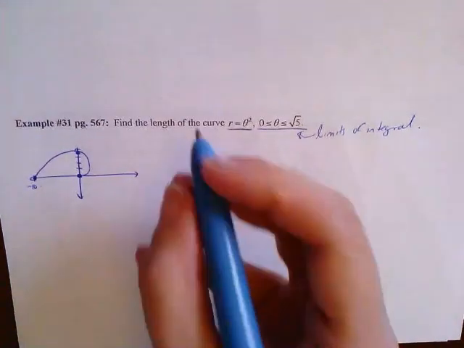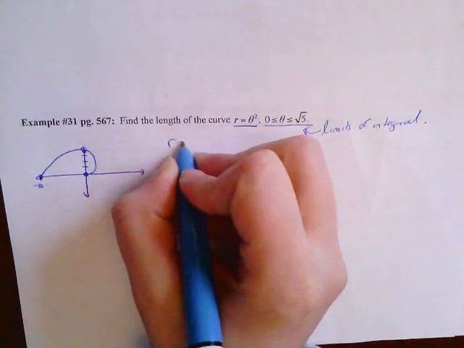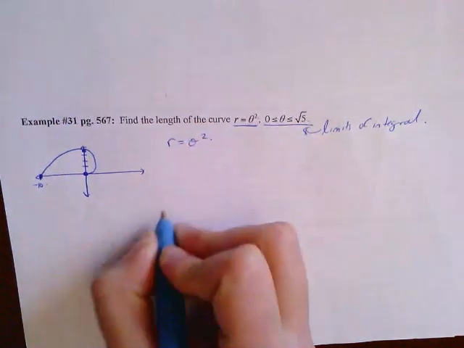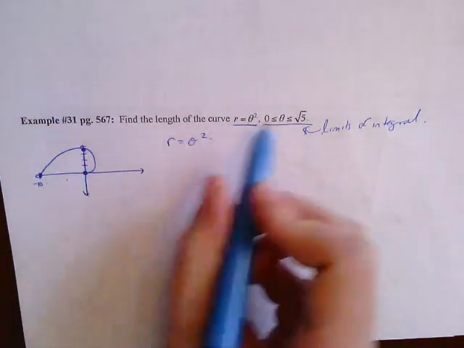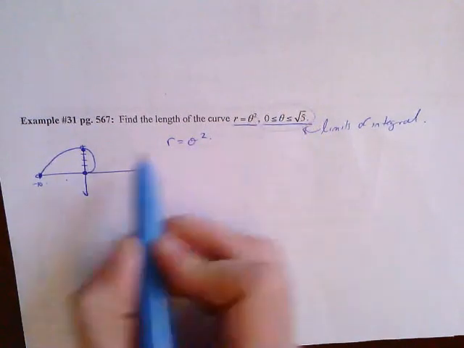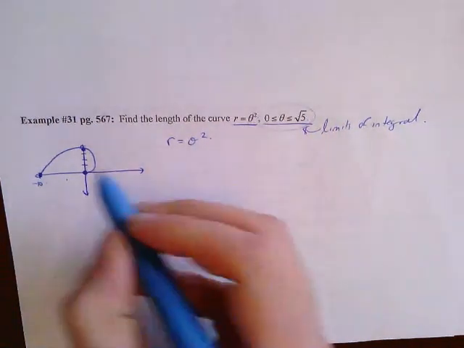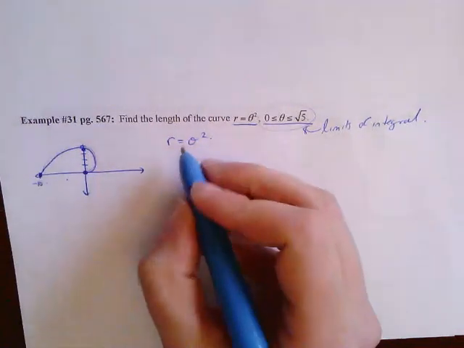Alright, so how do we start this? We know that r is theta squared. This is just a picture. If you graph this in the calculator and take your bounds from 0 to square root of 5, this is the picture that you would get. And we want to find the length of that curve.